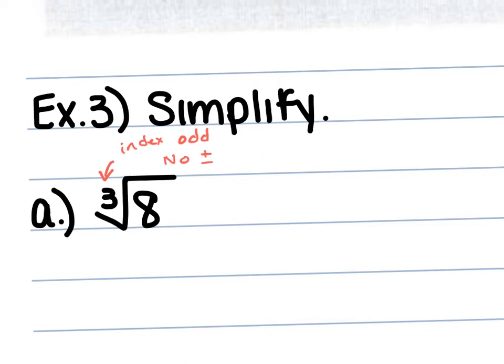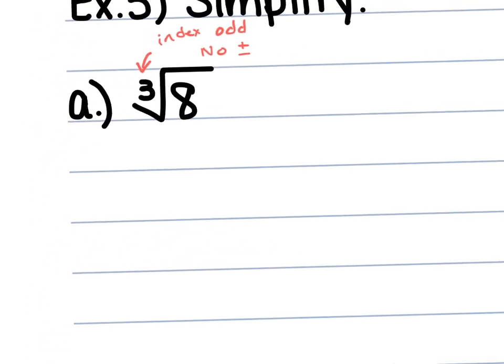Because think about it. Let's take a moment here. What number times itself 3 times would equal 8? Okay, so we know that it's 2 times 2 times 2. But watch, that will equal 8. But look what happens with negative 2 times negative 2 times negative 2.